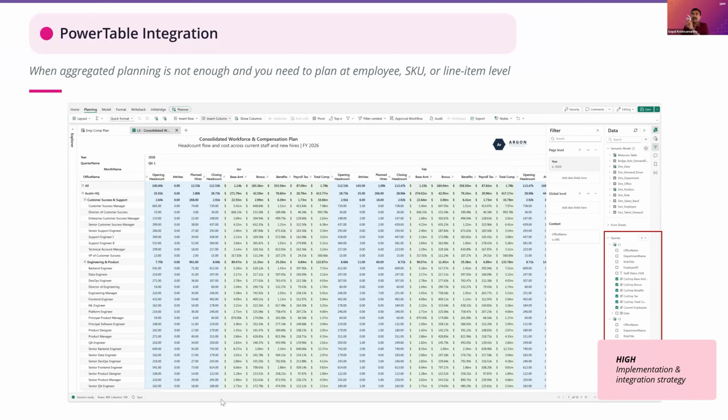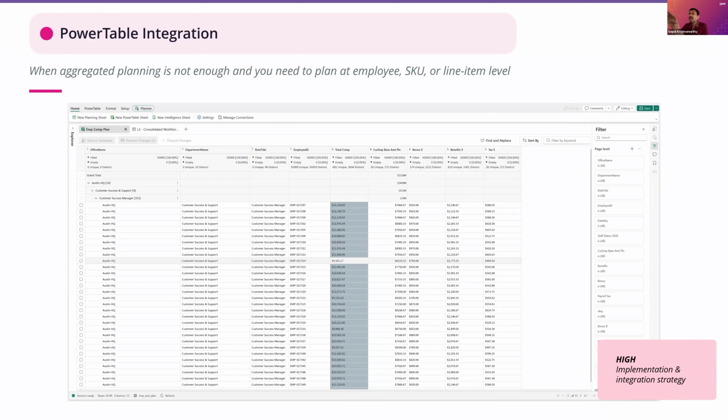So let's look at the PowerTable integration. This is a good example where I'm actually planning, really going down to an employee compensation plan I want to do. Now, let's say I have 100,000 employees. Here I have 50,000 employees. You can't plan in your master planning sheet at 50,000.